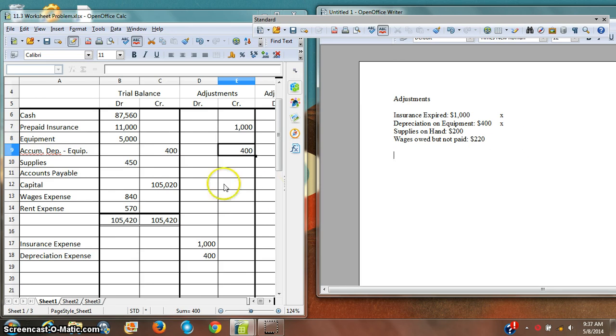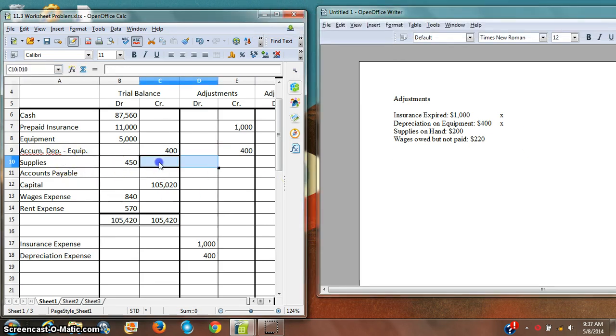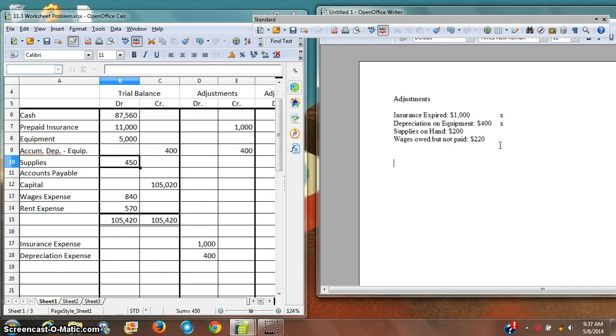So, and I look over here and I've got supplies. I've got $450 worth of supplies. So here it is, supplies, $450. Let me actually put another tab there. Supplies, $450. And then I've got supplies on hand, $200.